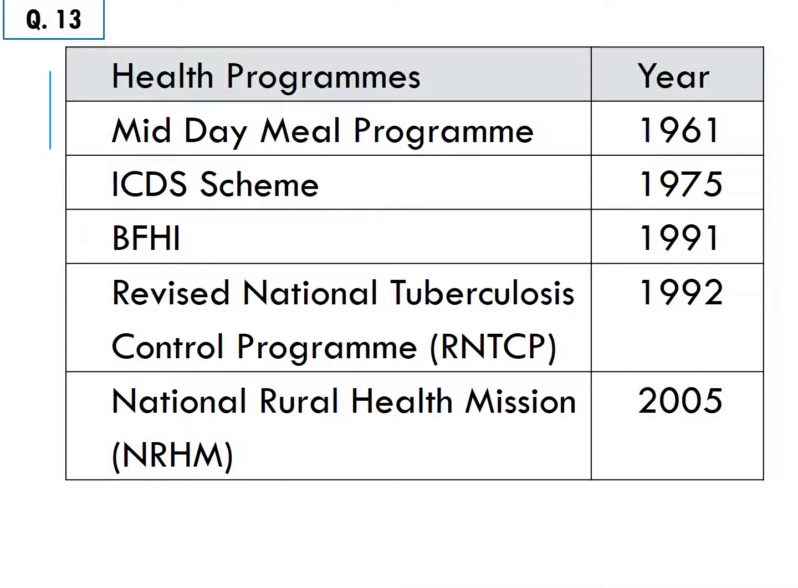Let us go for an orientation of health programs. Midday meal program was established in the year 1961. ICDS scheme was established in 1975, and Baby Friendly Hospital Initiative was launched in 1991. Revised National Tuberculosis Control Program was launched in 1992, and NRHM, National Rural Health Mission, was established in 2005. The most important points are Baby Friendly Hospital Initiative 1991, ICDS 1975, followed by NRHM 2005.